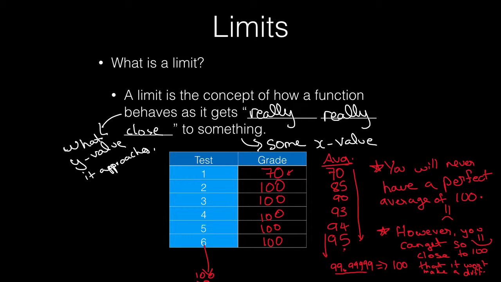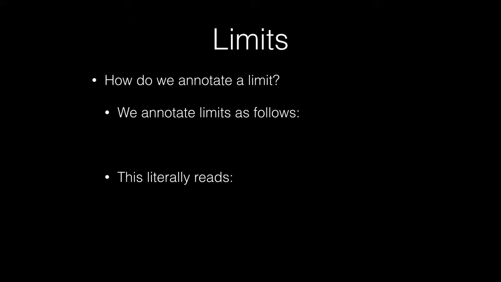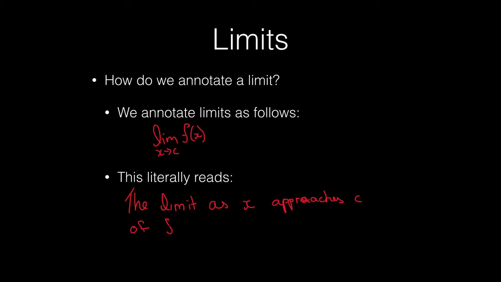Okay, so let's go on. How do we annotate a limit? This is a big part of math. We annotate limits as follows: the limit, which is this lim here, as x approaches some value, I'll put c, of f of x. That's how you note it. So this literally reads: the limit as x approaches c of f of x.